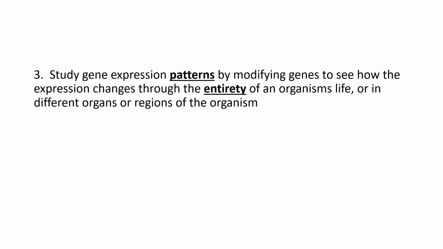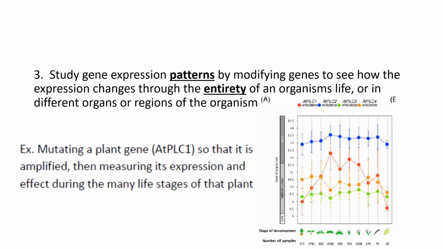A third potential use for GMOs is studying gene expression patterns by modifying genes to see how the expression changes through the entirety of an organism's life or in different organs or regions of the organism. So mutating a plant gene so that it's amplified, so there's more of it, or it's more prominent, and then measuring its expression effect during the many stages of that plant. So being able to see as the plant progresses, how much that gene is actually being amplified in different stages.